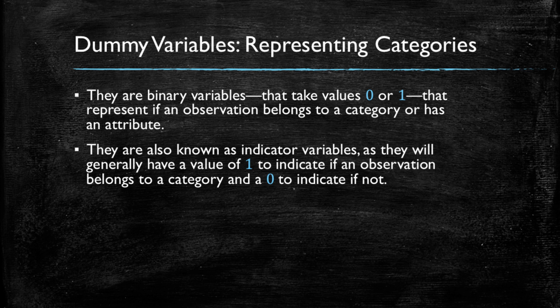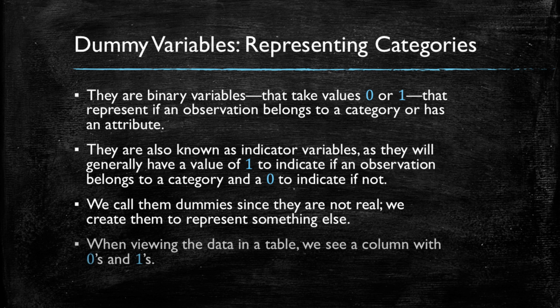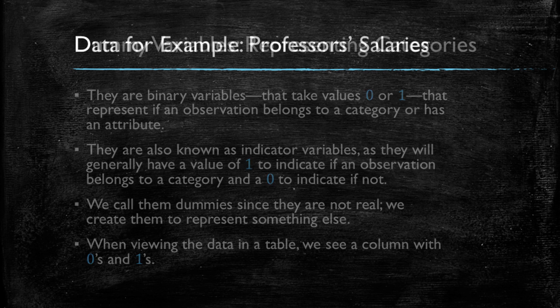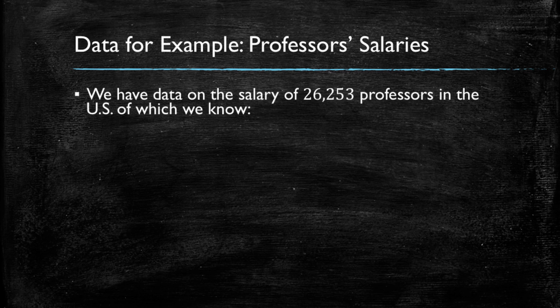And in binary notation, also in computer science, usually a 1 represents a yes and a 0 will represent a no. So following this tradition, we will use a 1 to represent if a certain observation belongs to a certain category. The name is funny. We call them dummies because they are not real. They're just there to represent something else. And once we convert the categorical variables into binary variables, what we're going to have is a series of zeros and ones.